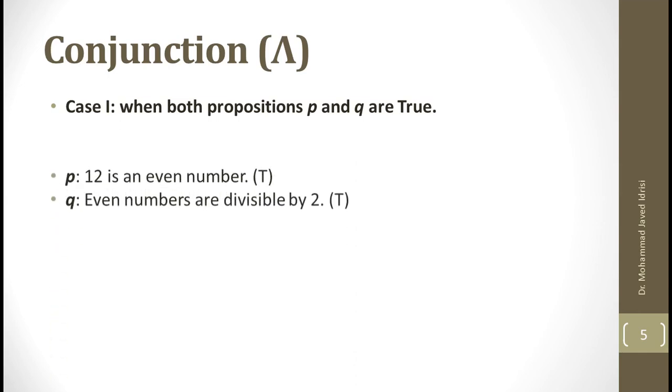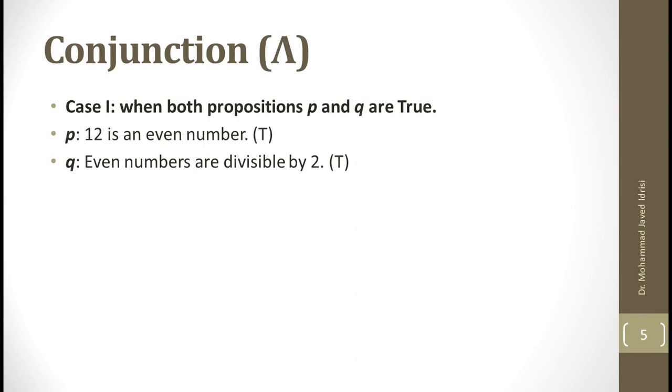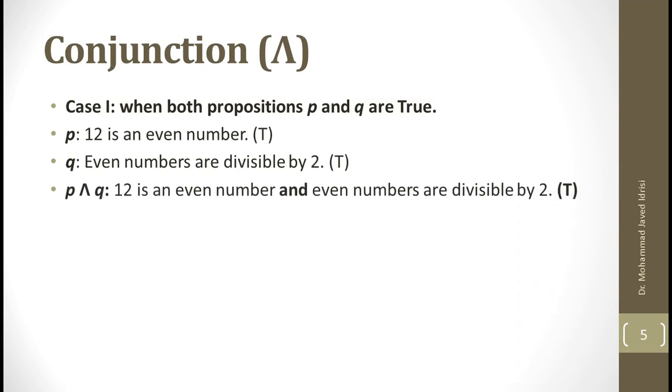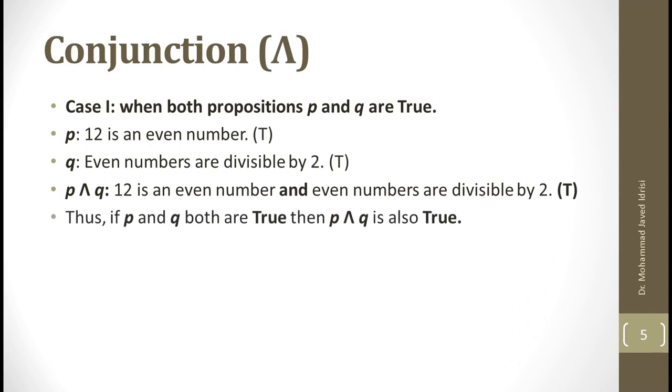Let's take the propositions P and Q as 12 is an even number, which is a true proposition, and even numbers are divisible by 2, which is also a true proposition. Now their conjunction is given by P and Q as 12 is an even number and even numbers are divisible by 2, which is also a true proposition. Hence, the conjunction of P and Q is true if P and Q both are true.